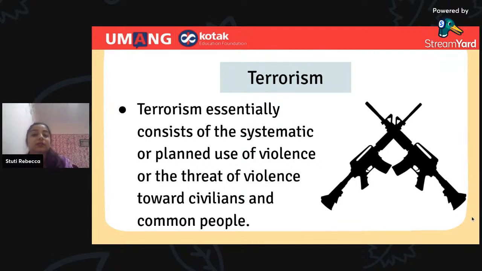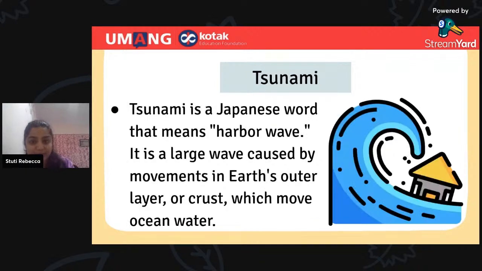The next one is tsunami. Quickly write tsunami in the chat box. Good. Tsunami is a Japanese word that means harbor wave. It is a large wave caused by movements in Earth's outer layer or crust, which move ocean water.